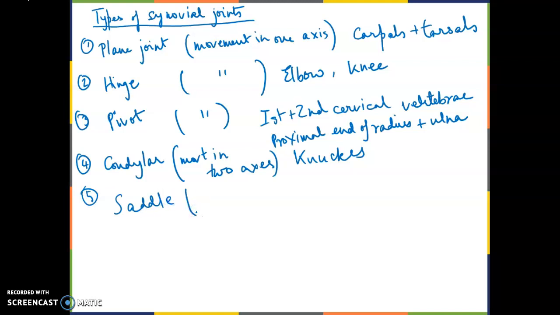For saddle also we have movement in two axes. Classic example is your first carpo-metacarpal joint. It's between your carpal and first metacarpal. If you remember from lab, which is your first metacarpal? So the joint between your carpal and first metacarpal is an example of a saddle joint. And also I have a picture to show you, so it'll make more sense.